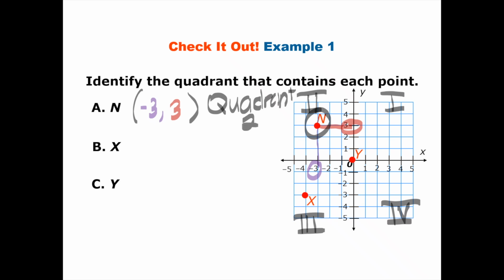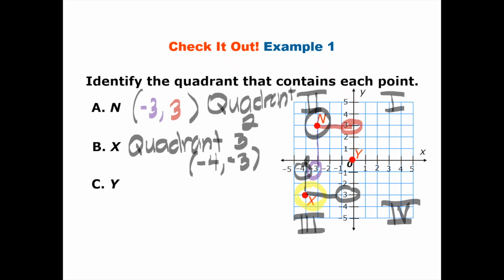Okay, for X is over here. So if we're identifying the quadrant, X is in quadrant 3. And if we're looking for the ordered pair, we first go to the x value, and that's right here at -4. Then we go to the y value, and that's over here at -3. So -4, -3 would be our ordered pair.